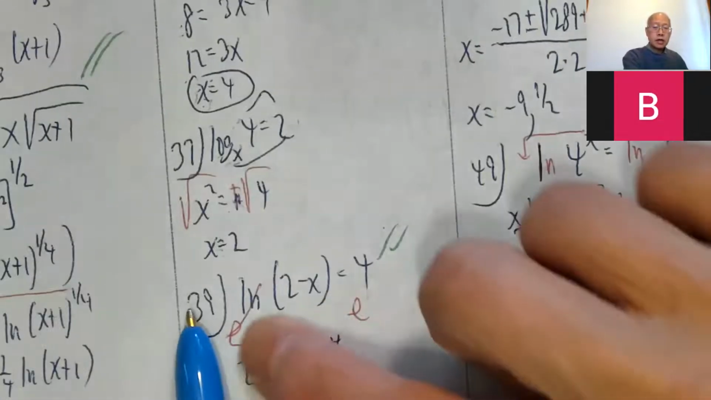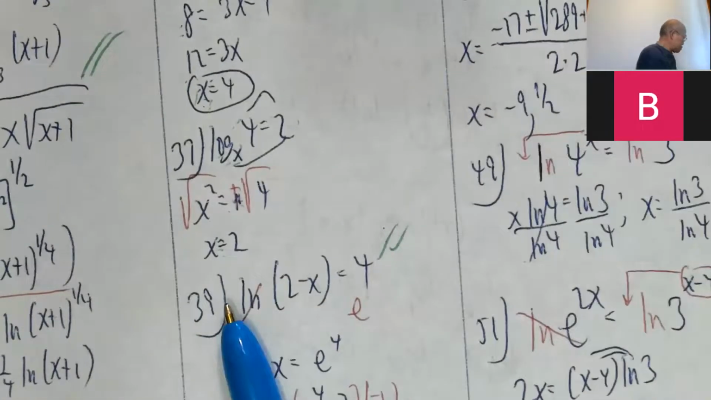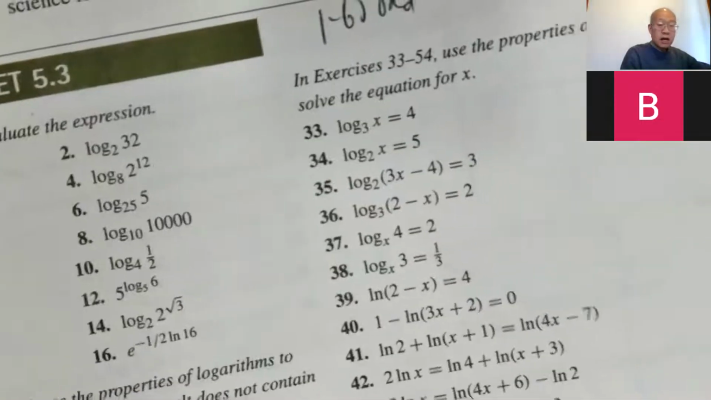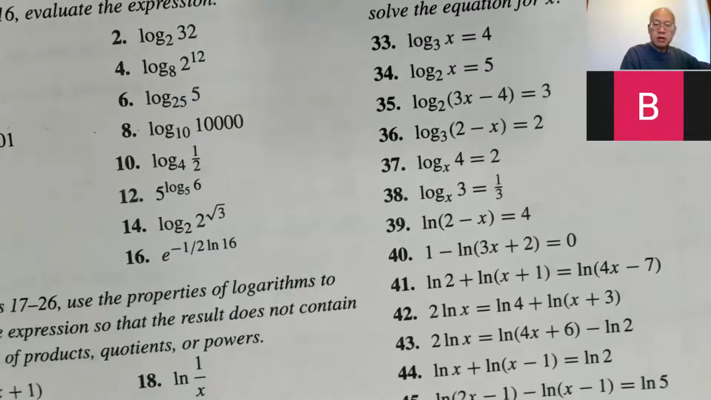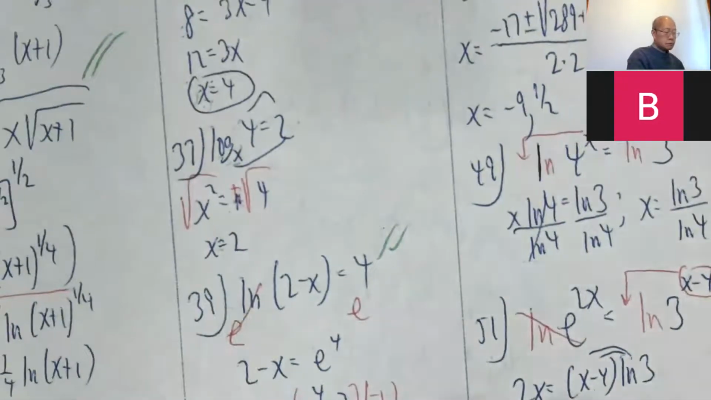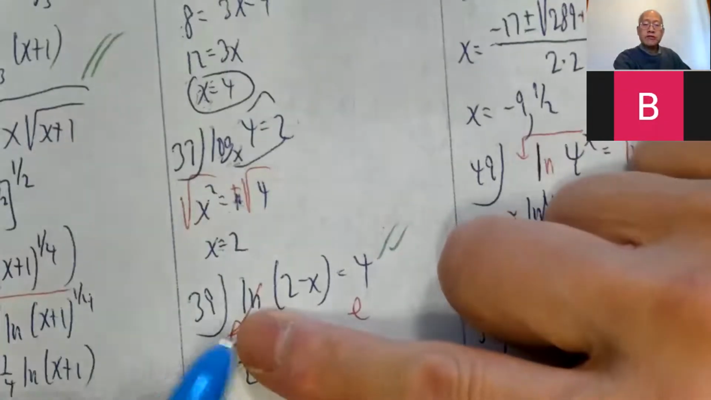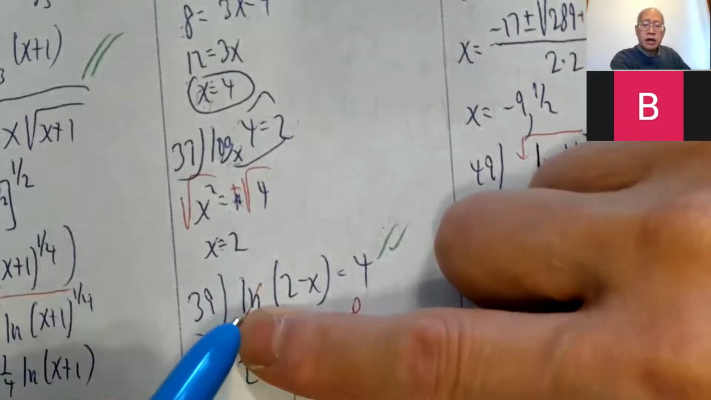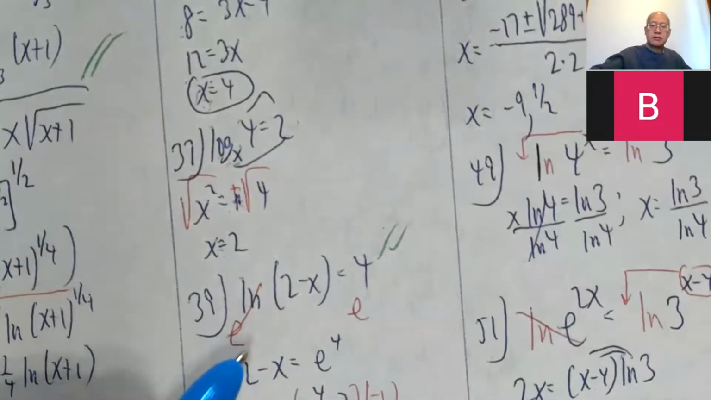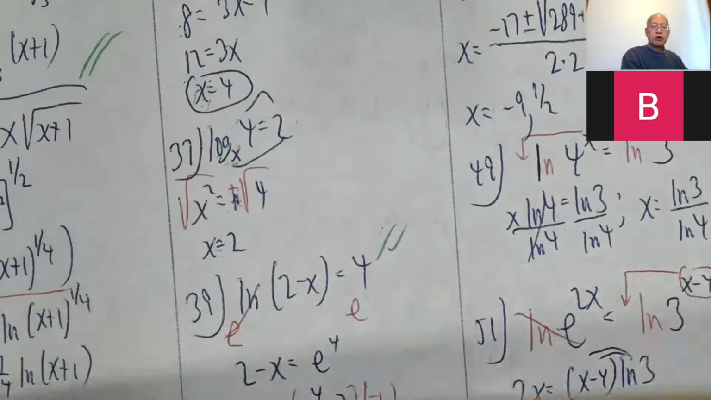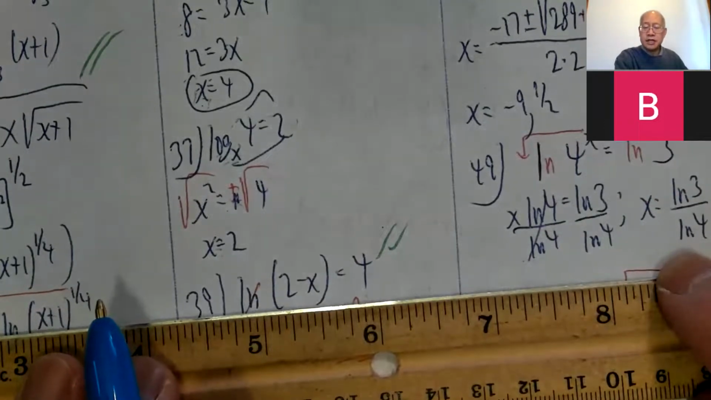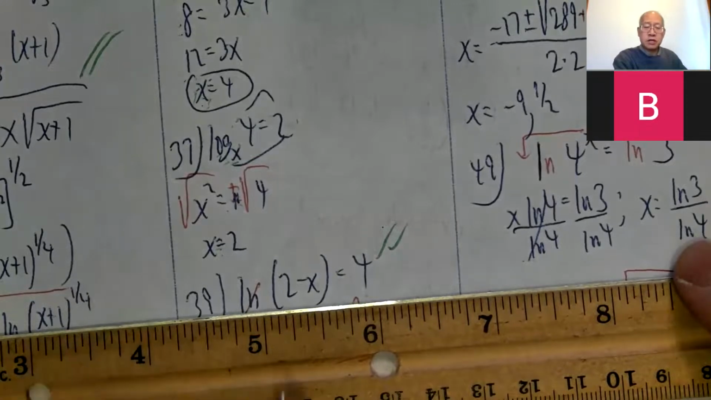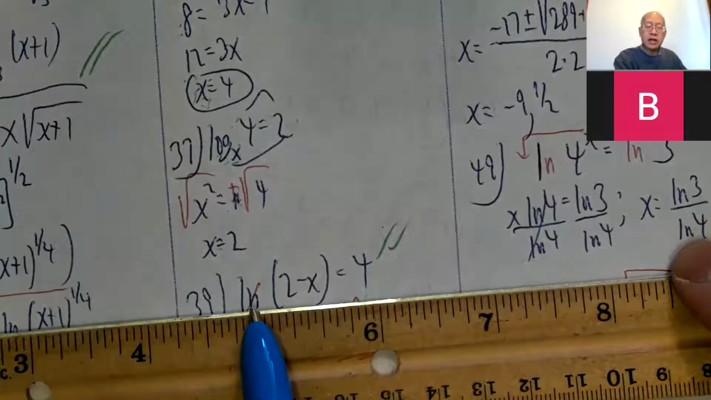Okay, 39, the original problem. 39, ln of 2 minus x equals 4. So to get rid of an ln, you exponentiate. Now here's one thing that's a little bit different that sometimes students mess up. This is not a multiplication, so do not divide by ln. There's no such thing as that here. Ln is a function. To get rid of the ln, you exponentiate.